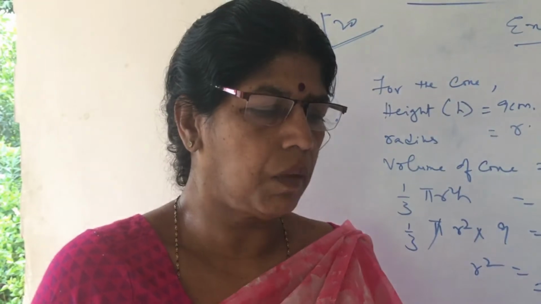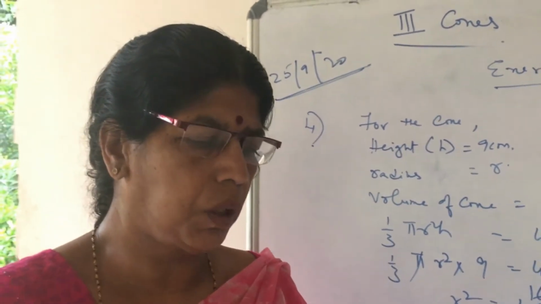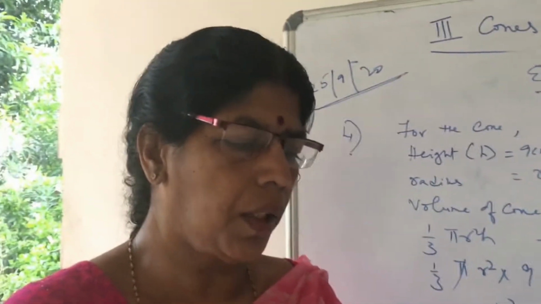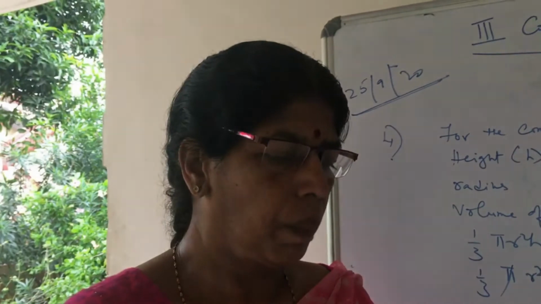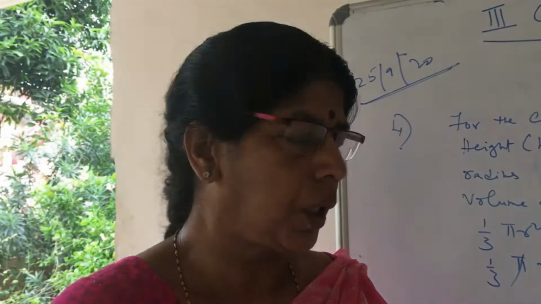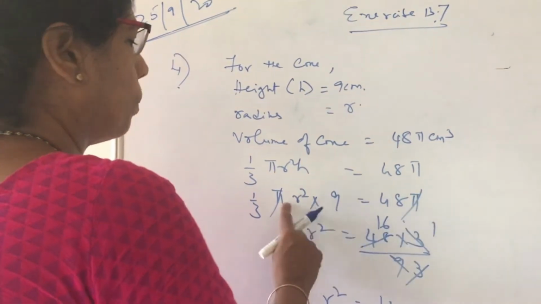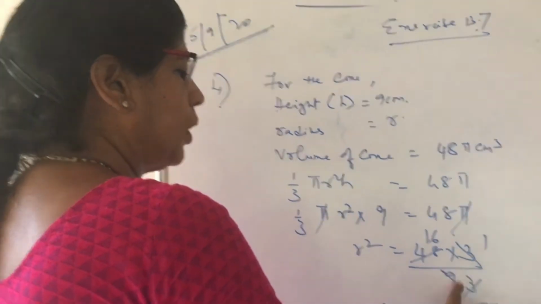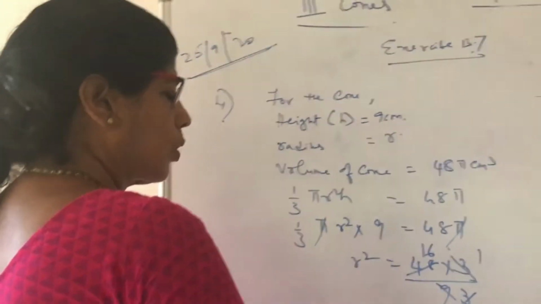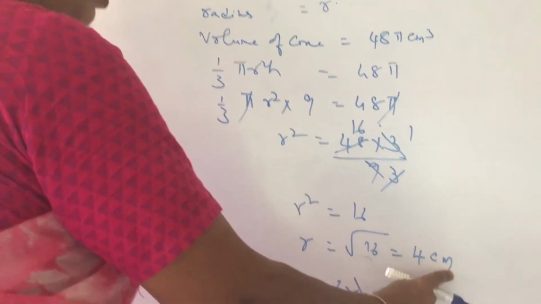Yes, given the height and the volume. Cone height is 9 centimeters. Since you're not given the radius, take it as r, and volume is 48 pi. 1 by 3 pi r square h is equal to 48 pi, children. So you can cancel pi on both sides. So r square, cross multiply, 48 into 3 by 9. R square is equal to 16. R is equal to root of 16, which is 4 centimeters.